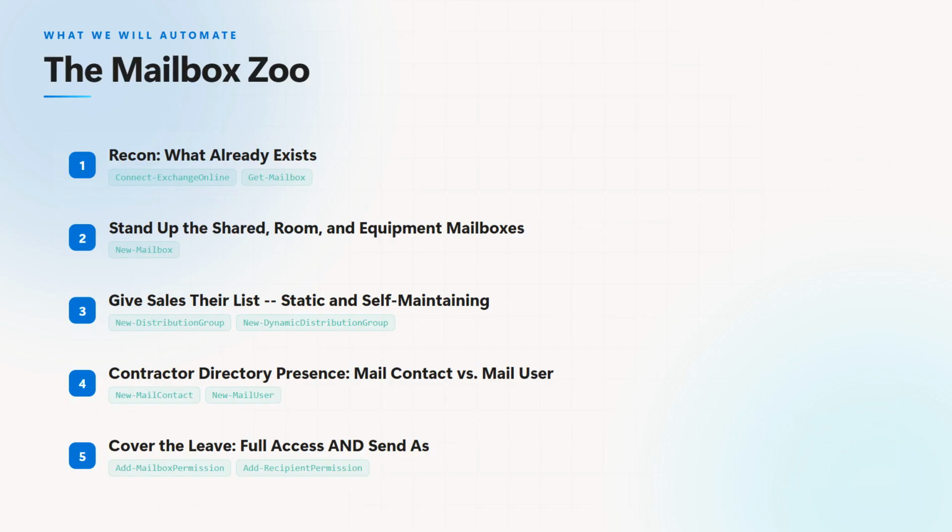Next, we give sales their distribution lists, both static and self-maintaining, through New Distribution Group and New Dynamic Distribution Group. We handle contractor directory presence with New Mail Contact and New Mail User. Finally, we cover leave scenarios by granting full access and send as permissions with Add Mailbox Permission and Add Recipient Permission. You walk away with a complete set of scripts you can run on any Microsoft 365 tenant.